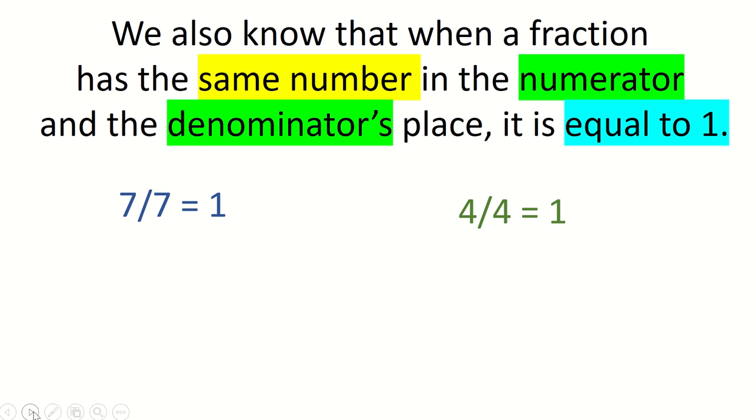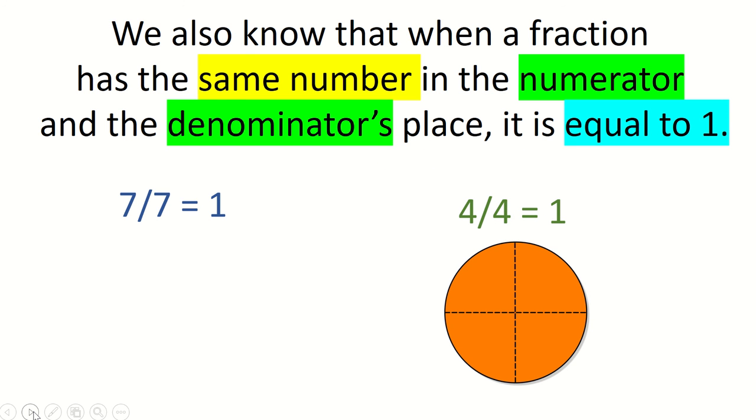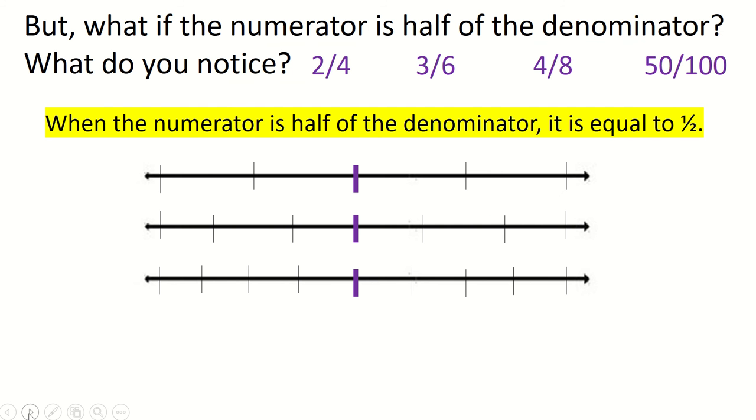4/4 is equal to 1 whole because, as you can see here, all 4 parts are being used or shaded in. So it's equal to 1 whole. You could even say 123/123 is equal to 1 because you're using all of the parts.